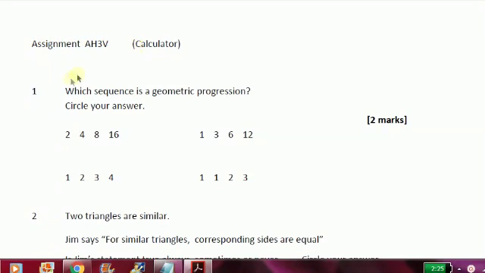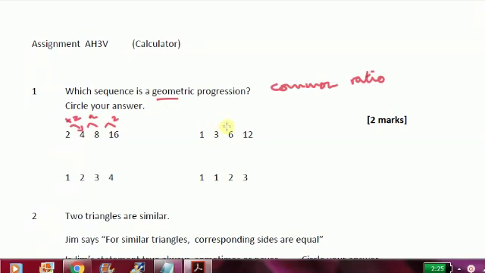Assignment 3V, question 1, which sequence is a geometric progression? Circle your answer. Geometric means that from one term to the next there is a common ratio. What does that mean? Well, let's look at the first sequence. 2 to 4 you multiply by 2, then by 2 again from 4 to 8, and from 8 to 16 you also multiply by 2, so the ratio is the same.